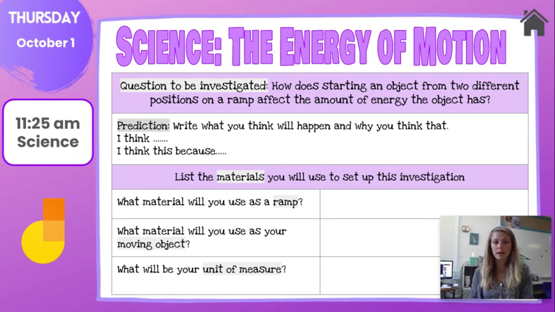Something that you all have are hands. Okay, you can use your hands as a unit of measure. Maybe you want to use your feet. Maybe you want to use a pencil.